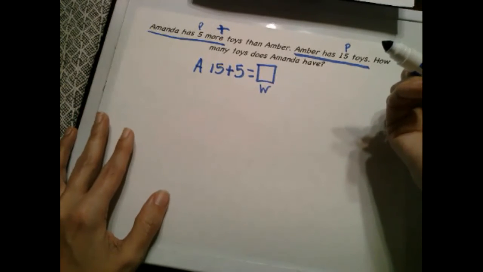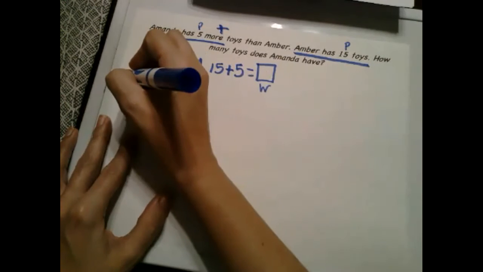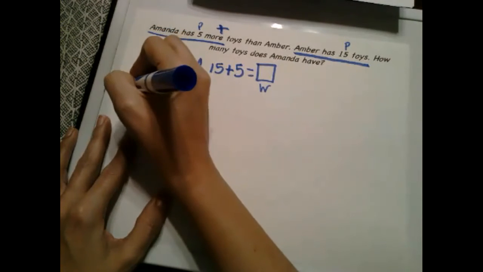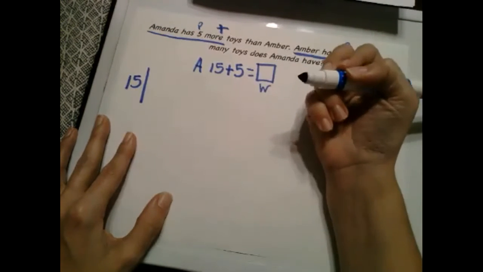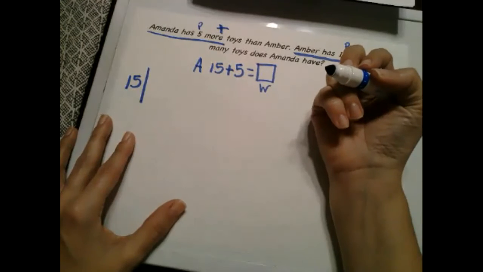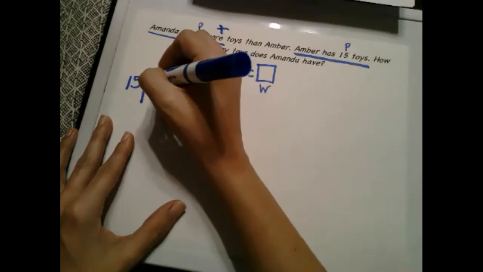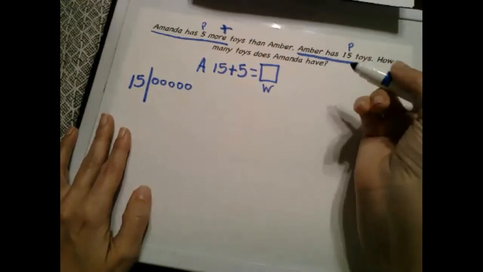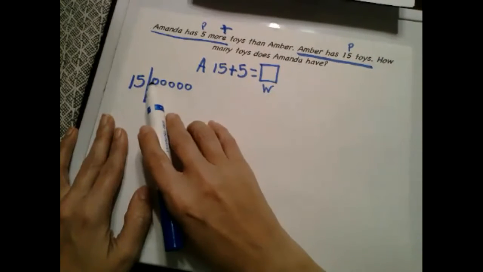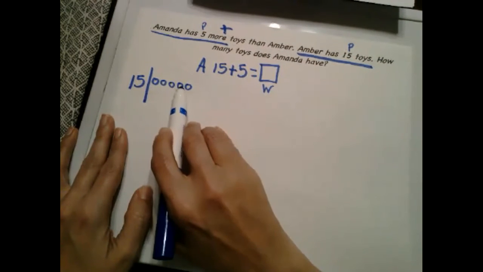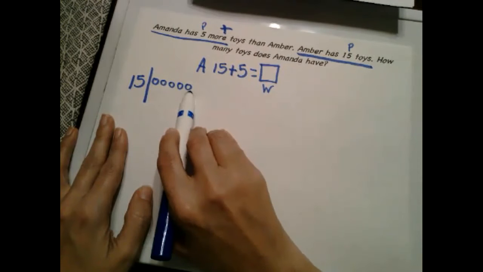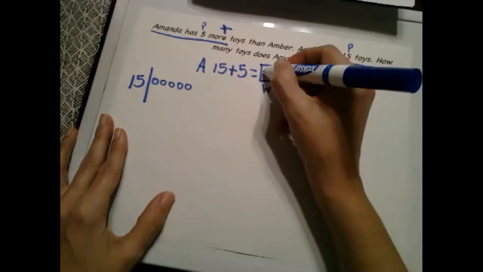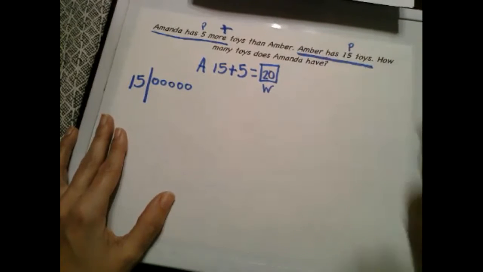Great thinking. I could have shown my 15 and I could have counted on 5 more. 1, 2, 3, 4, 5. So let's see what that looks like. 15, 16, 17, 18, 19, 20. So that means that Amanda would have 20 toys.